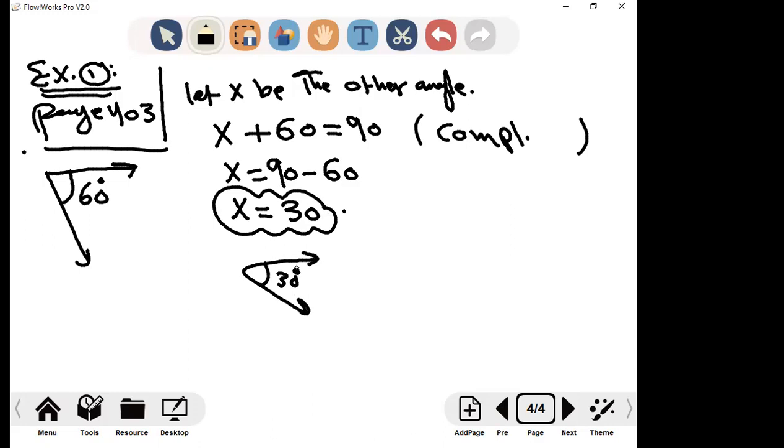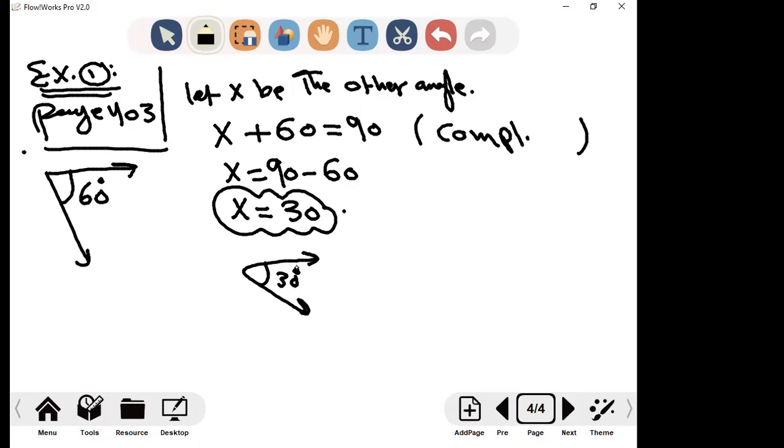Does the question ask you to draw it? No. Read the question, see what the question wants. The question wants the other angle. What's the other angle? Right. Now let's go to the check.